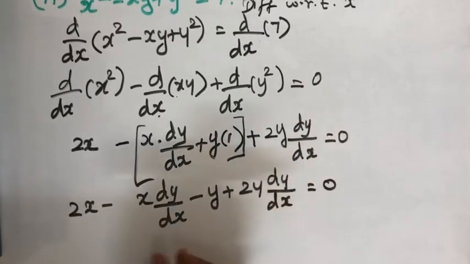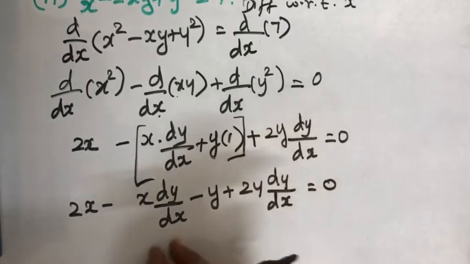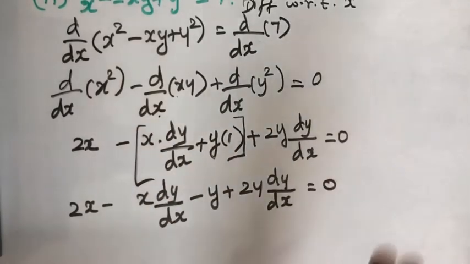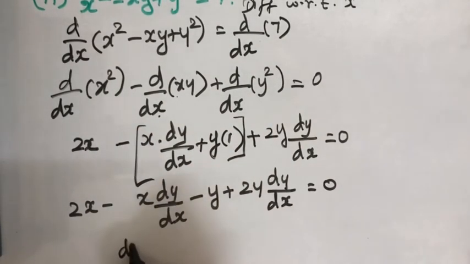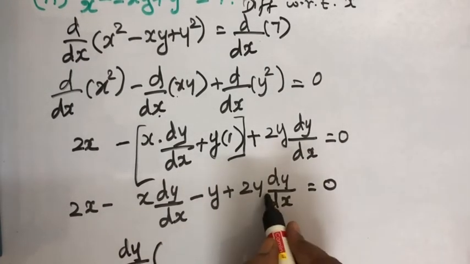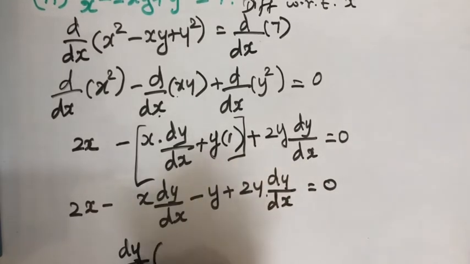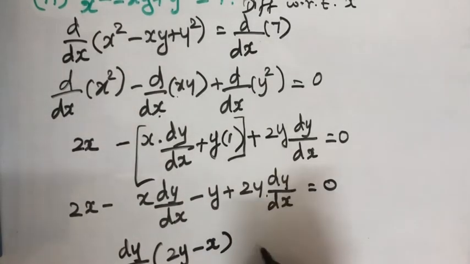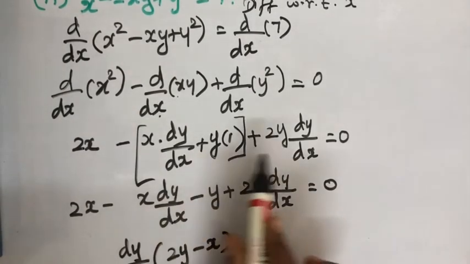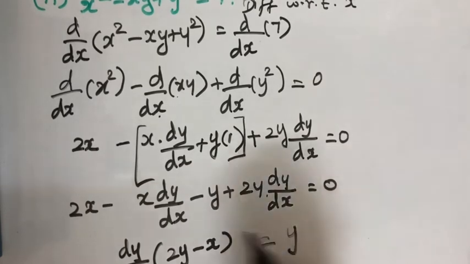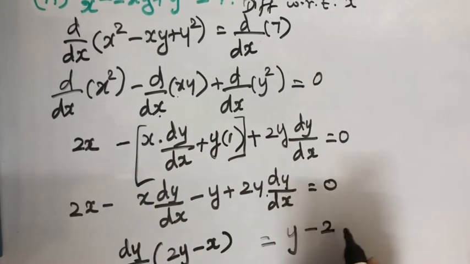I keep the terms that have dy by dx on my left and other terms to my right. So, dy by dx, here 2y is the coefficient, here minus x is the coefficient. So, I take dy by dx as common. So, 2y minus x on my left. Here minus y will become plus y, 2x will become minus 2x.